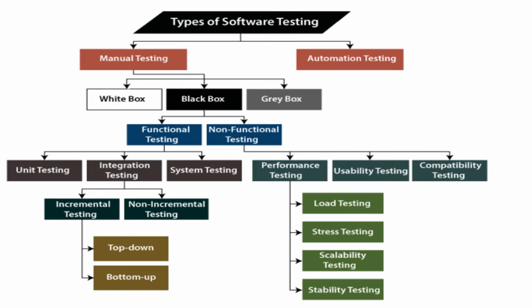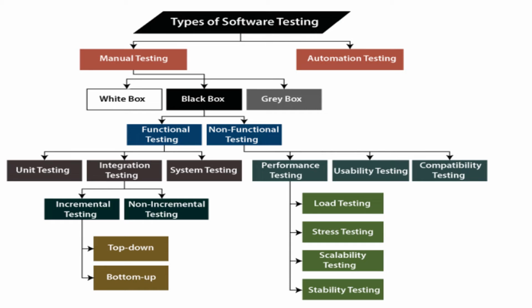In black box testing, you have functional testing and non-functional testing, both classified into it. And this is performed by a tester. Only the input we are giving and the output we are getting, we know. What happens in between, we are not aware of. That type of testing is known as black box testing.